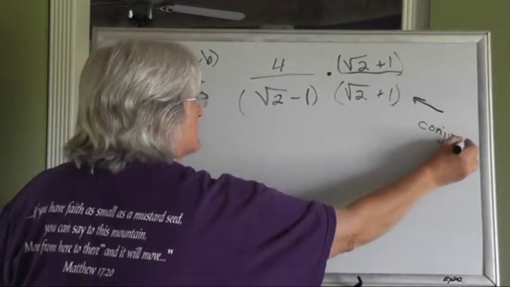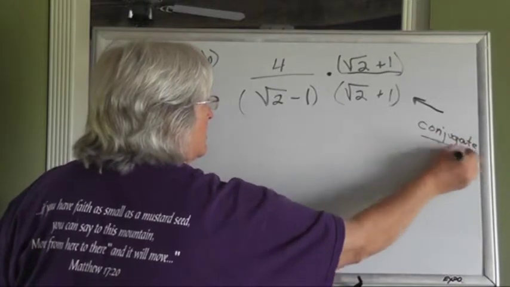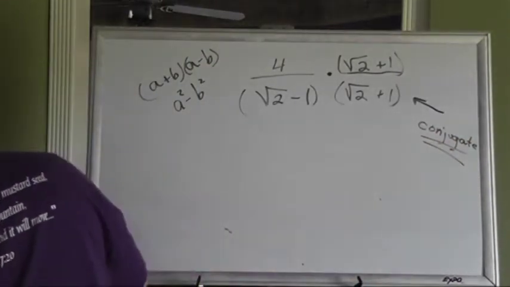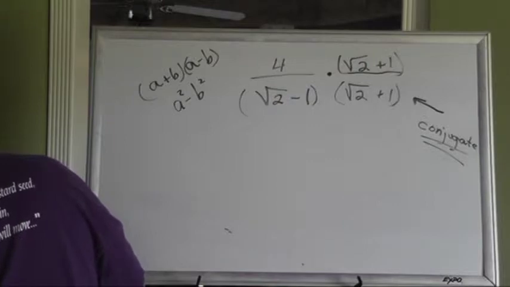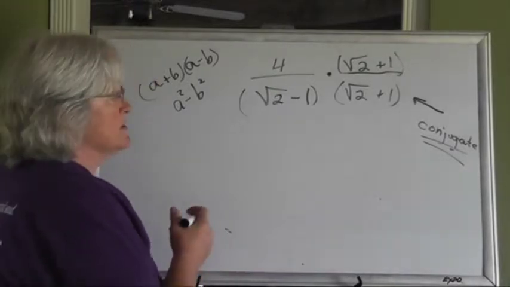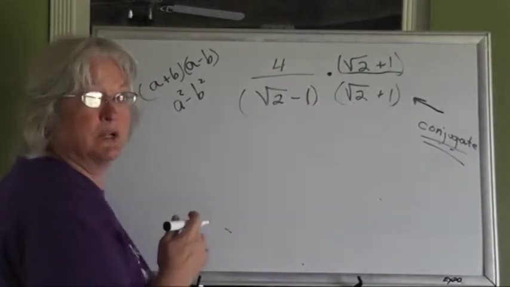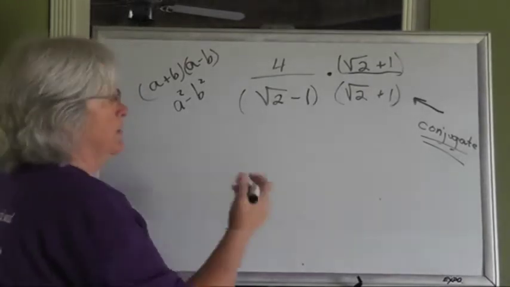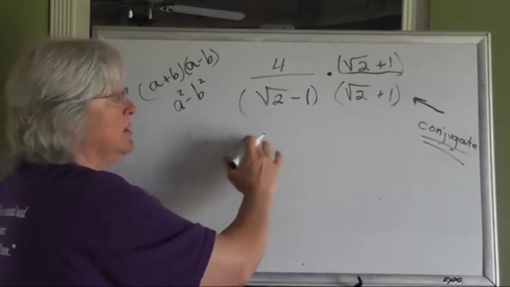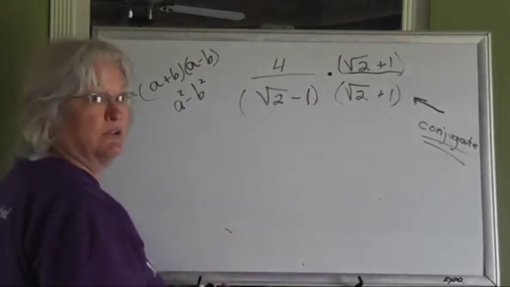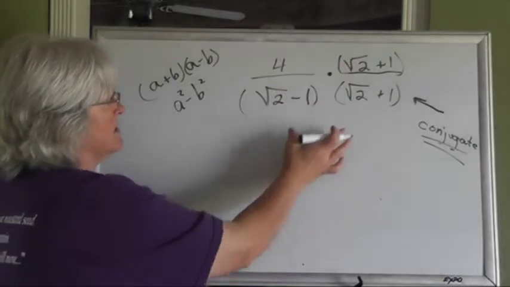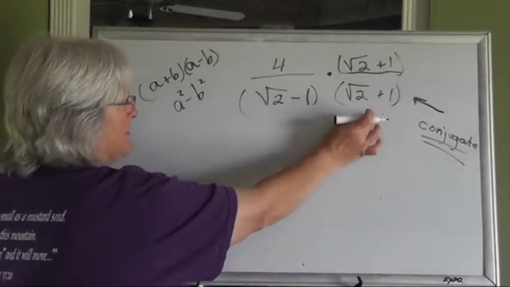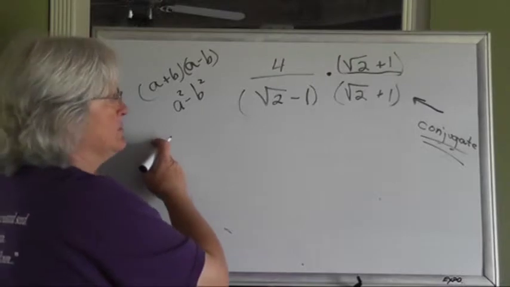You have to know this vocabulary, conjugate. And this says that the conjugate of a radical expression is the radical expression with the opposite sign between the terms. If you had square root of 2 plus 1, its conjugate would be the square root of 2 minus 1. When you have the square root of 2 minus 1, the conjugate is the square root of 2 plus 1. In other words, it's the missing factor that will give you the difference of two squares.